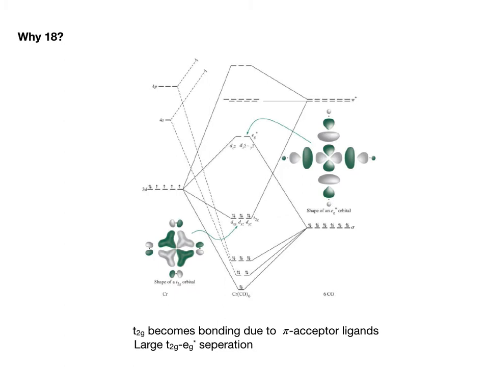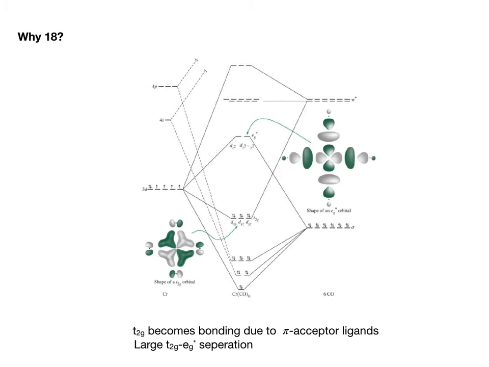Now, once you know the reason behind the 18 electron rule, you can also think about situations where this 18 electron rule does not apply. For example, if the ligand does not have any pi acceptor character, in those cases the T2g level will remain non-bonding. In that case, it does not matter as much to fill in exactly 6 electrons. The system may be just fine with 5 or 4 and even 3 electrons.